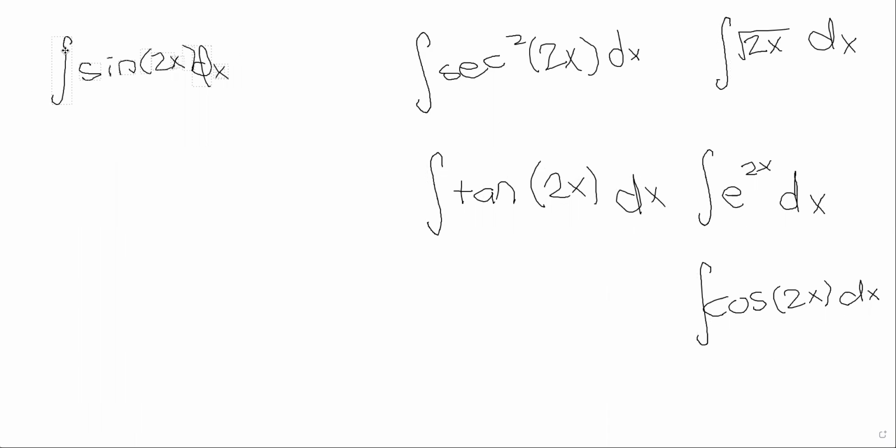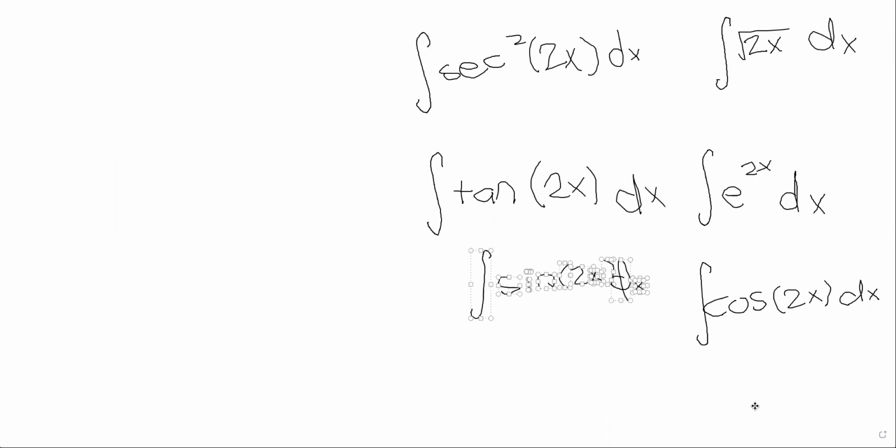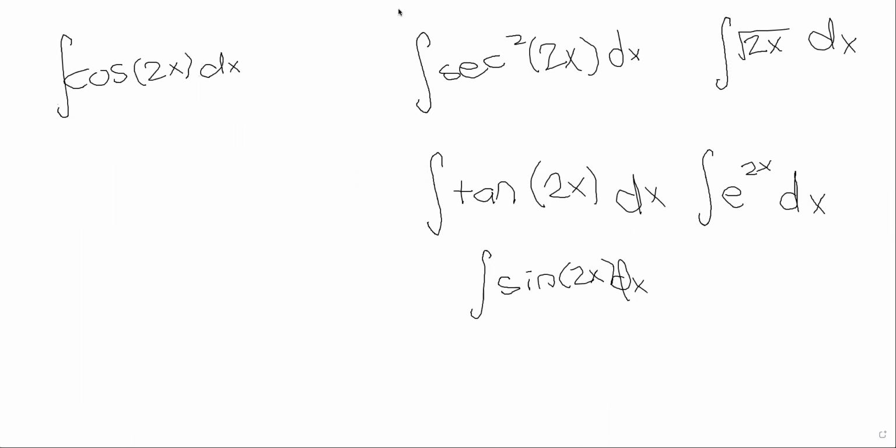So I want to take the sine of 2x. No, I want to take cosine actually for now. Take cosine of 2x, and let's just review how to integrate something like this using U-substitution. So clearly our inner function is 2x. We always want u to be the inner function.